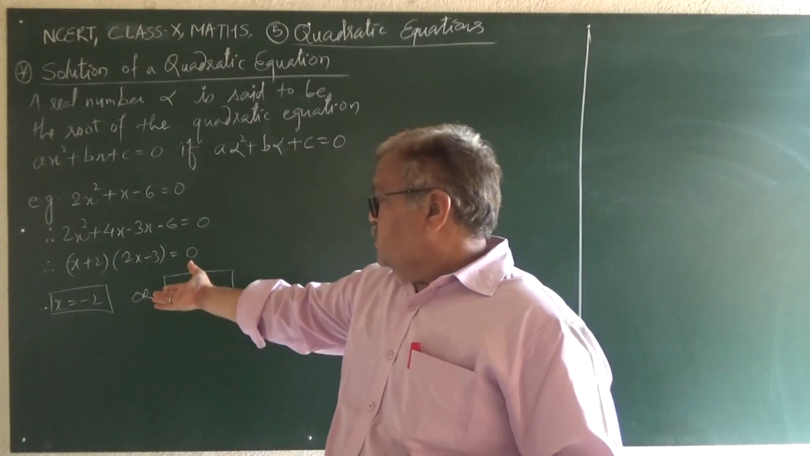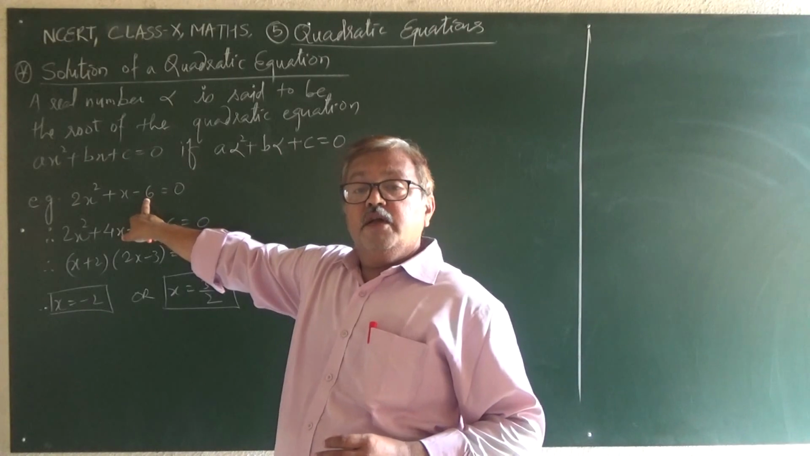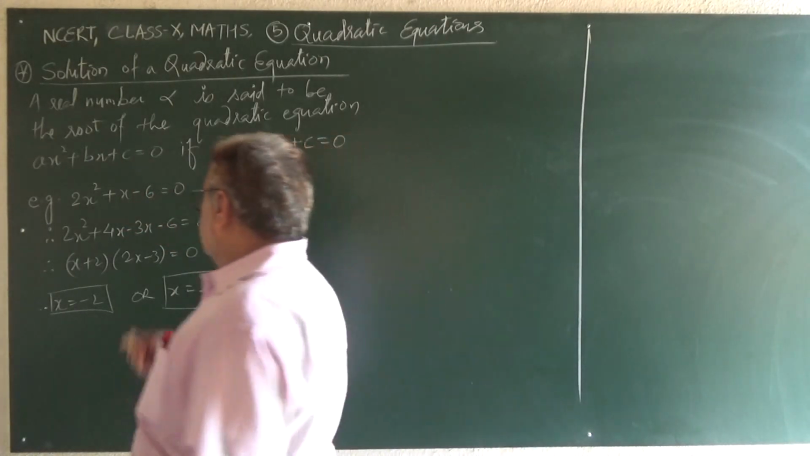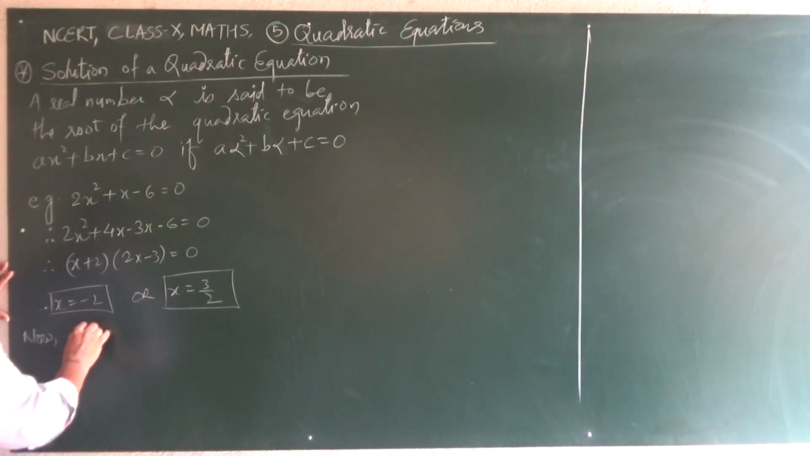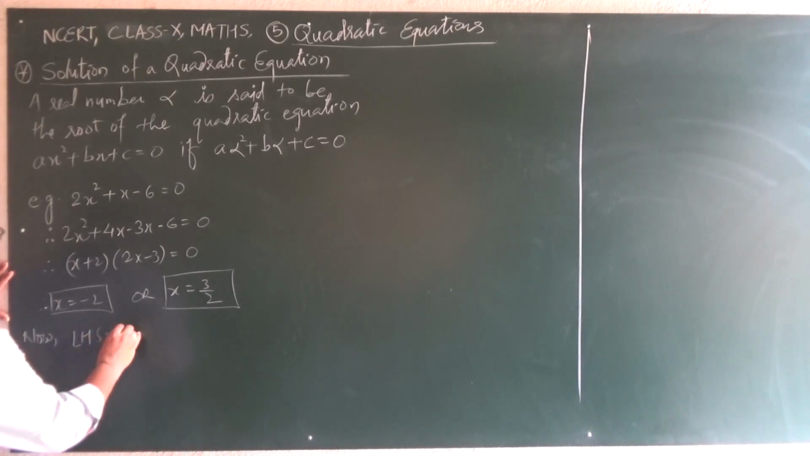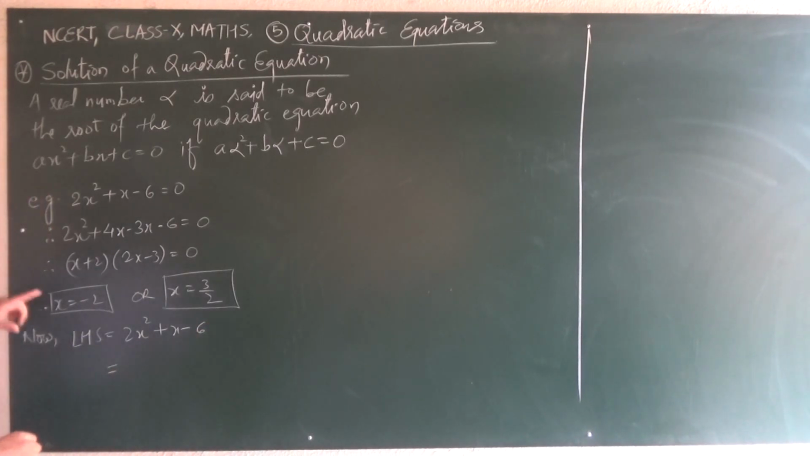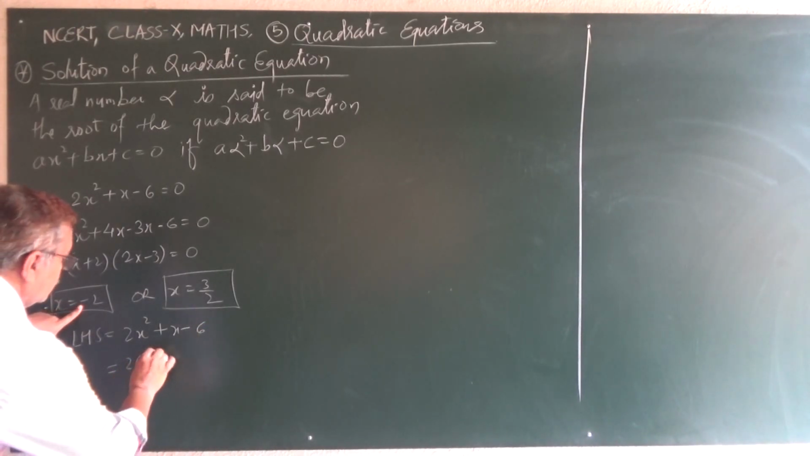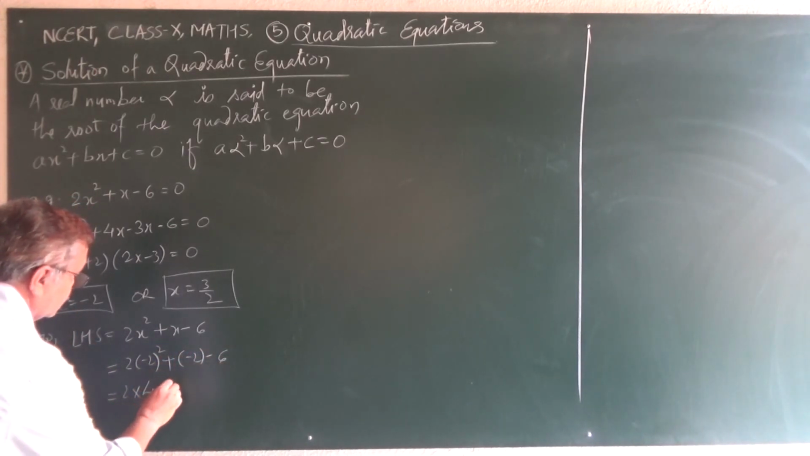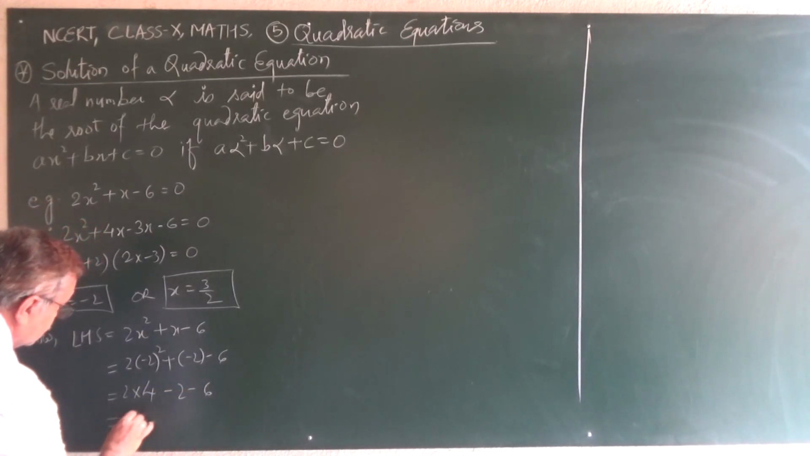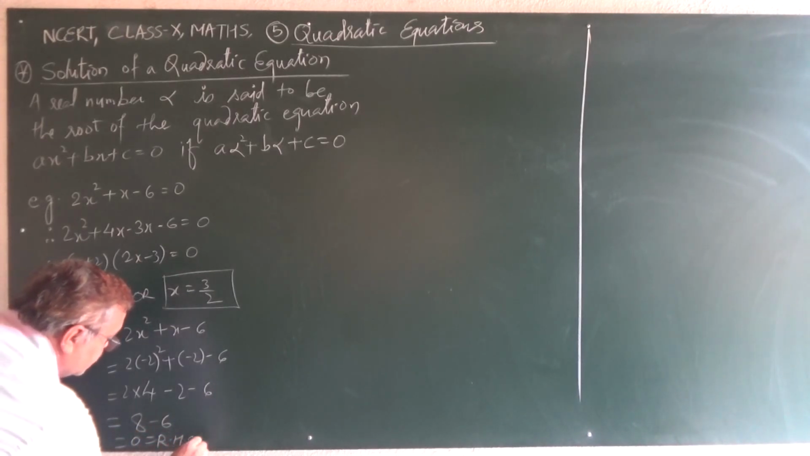Now, whether x is equal to minus 2 and x is equal to 3 by 2, when we substitute in this, it turns out to be 0. Let us check. Left hand side is 2x square plus x minus 6. We will put x is equal to minus 2. So 2 into minus 2 whole square, that is 4, minus 2 minus 6. So 2 into 4, minus 2 minus 6 is equal to 0, which is right hand side.